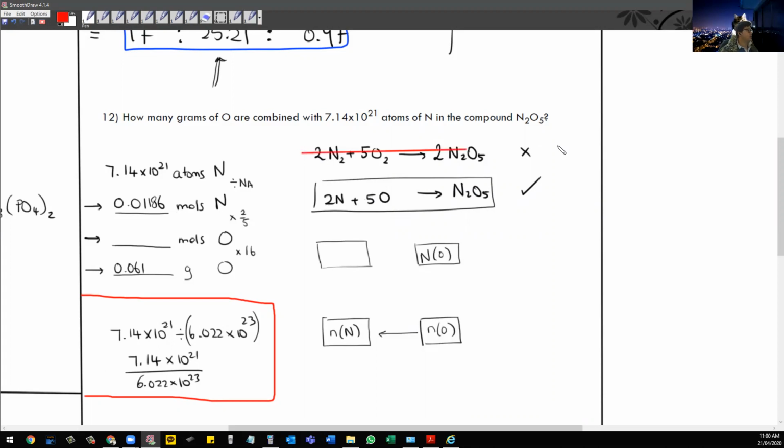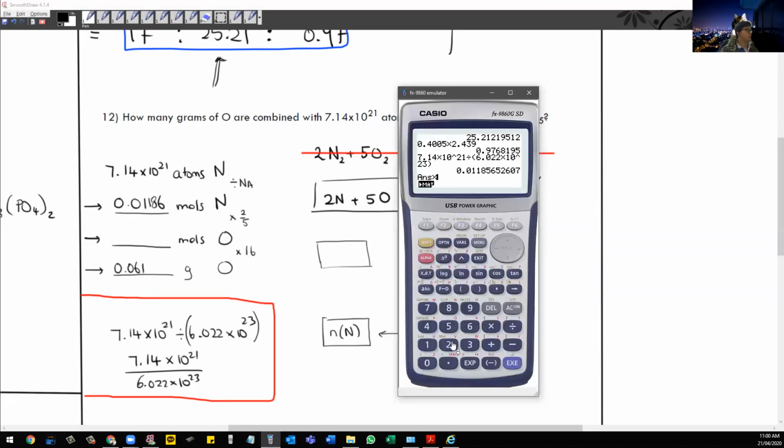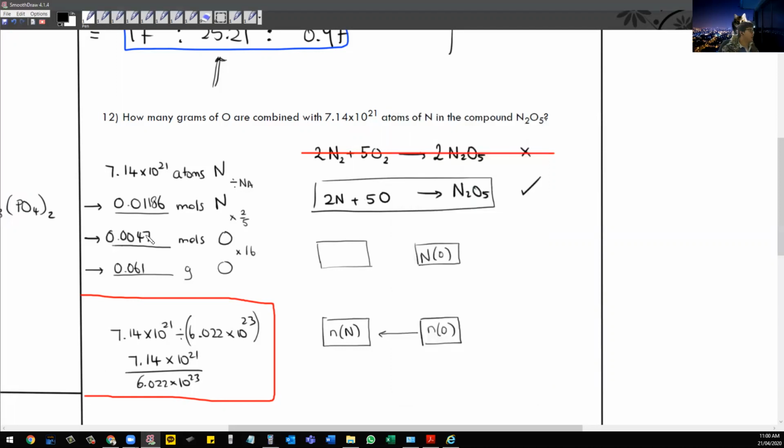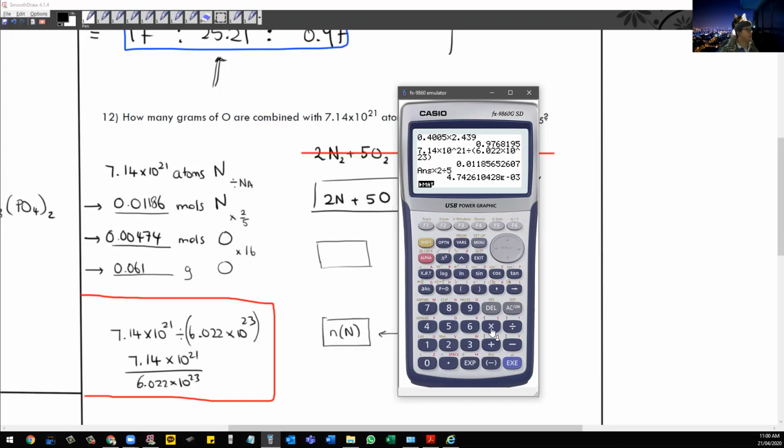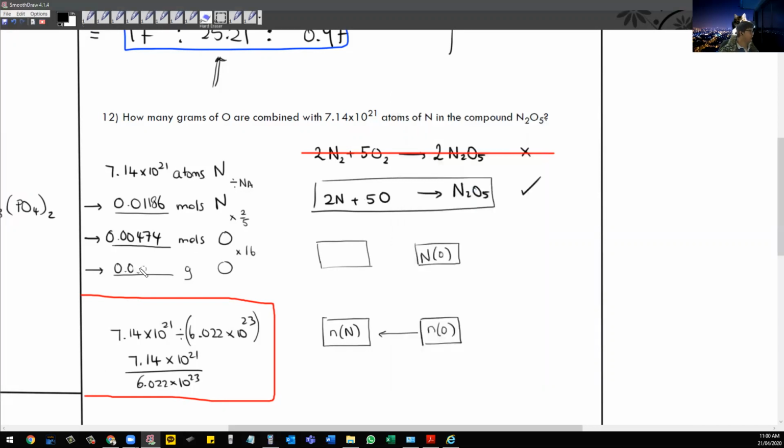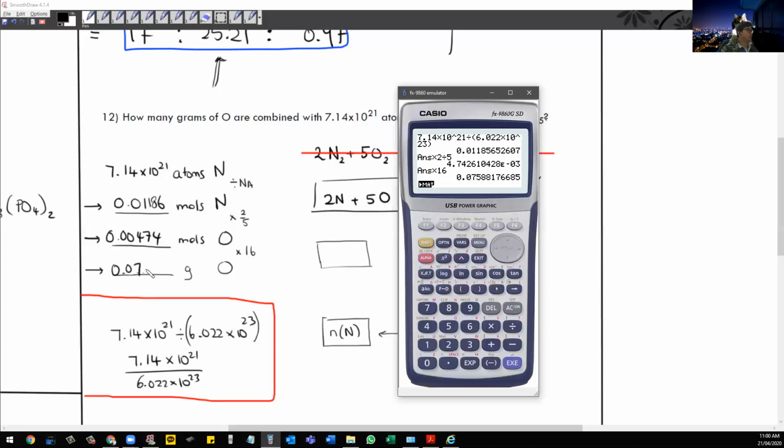Don't worry about this bit here. So if you have 0.01186 and divide by 5 times by 2, that's equal to times by 2 over 5. Then you get 0.00474. Now times that by 16. Then you get 0.07588.